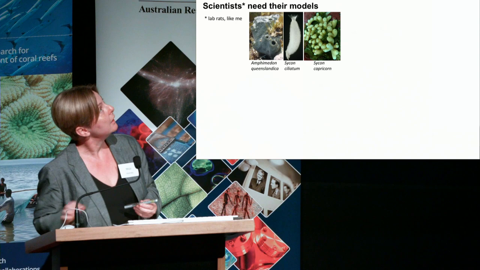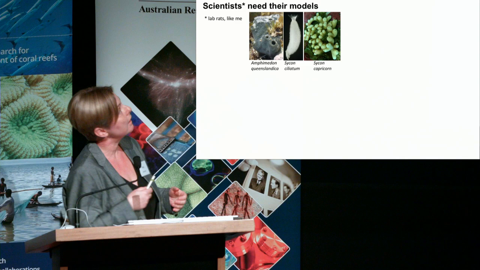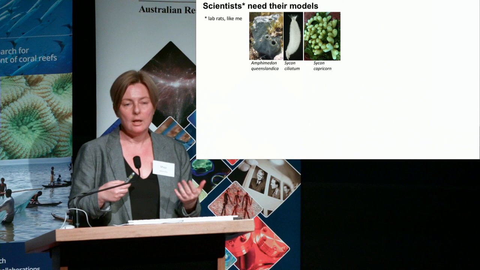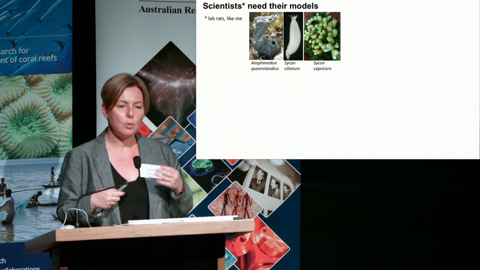There's a lot of scientists, including many of you here, who are never using models. You are going straight to the field, and you are evaluating what you see there. But lab rats like me need our models, and I'm going to try to convince you at some point, either now during the talk or later on, that what we really need to be doing in biology is going in iterative steps between the field and the lab and the field and the lab, because this is the best way to actually understand what is happening in the physiological sense and in the ecological sense.